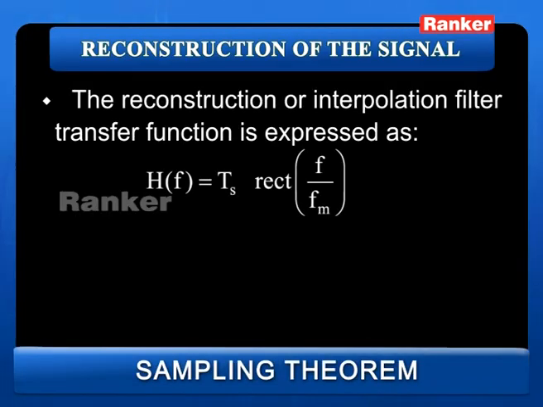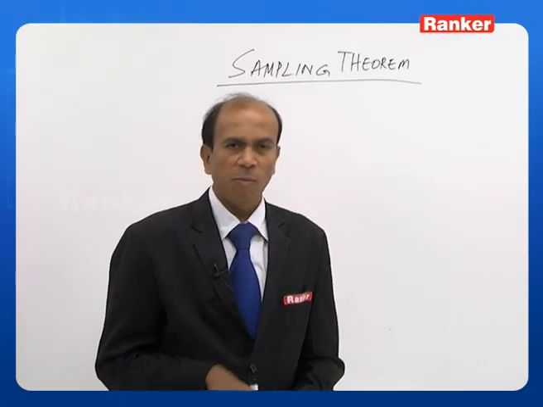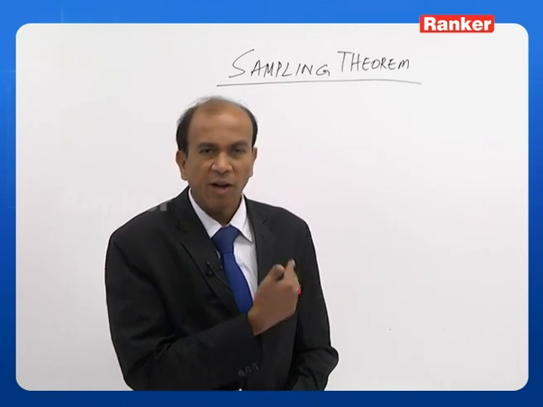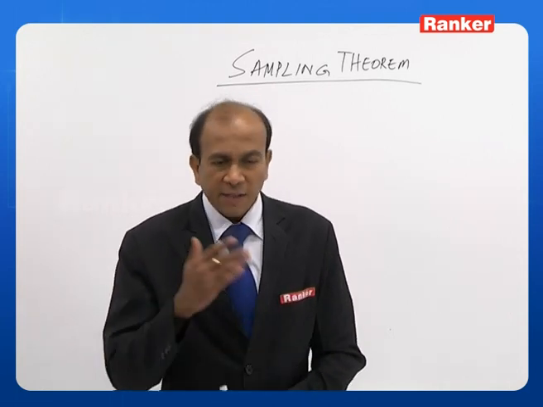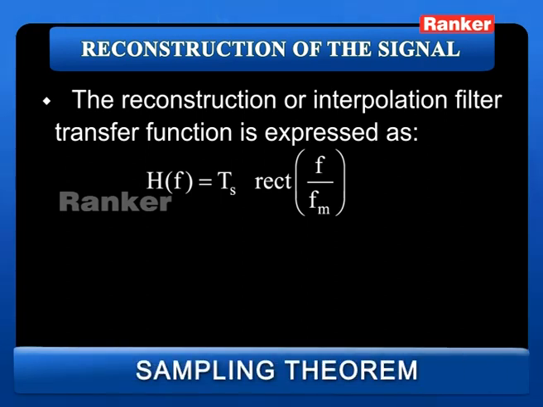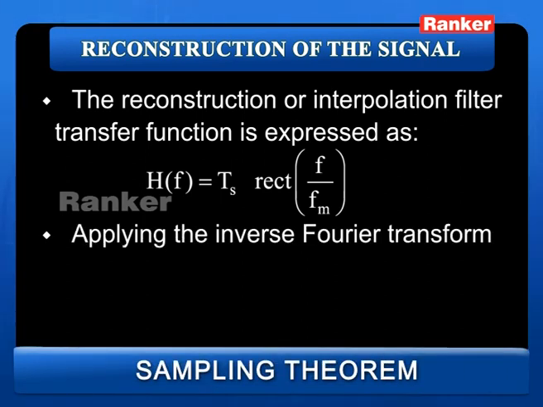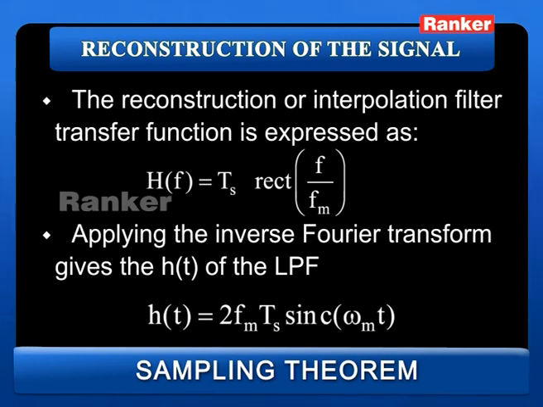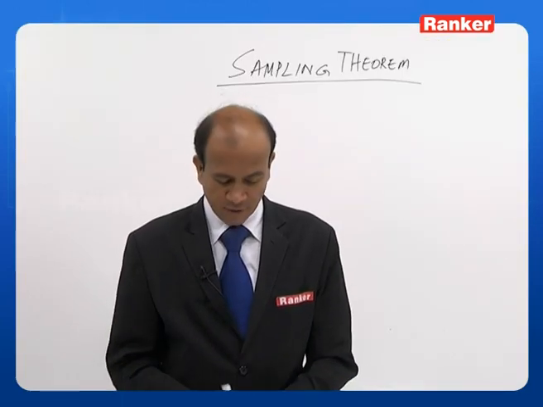Now, the reconstruction or interpolation filter transfer function is expressed as H of f is equal to Ts rect of f by Fm. So, the transfer function of the low pass filter which we are using, also called the interpolation filter, is H of f equal to Ts rect of f by Fm. Applying the inverse Fourier transform gives h of t of the low pass filter. Since you have a rectangular function, h of t will be a sinc function, that is 2Fm Ts sinc of omega m t. So, this is the impulse response of the low pass filter.